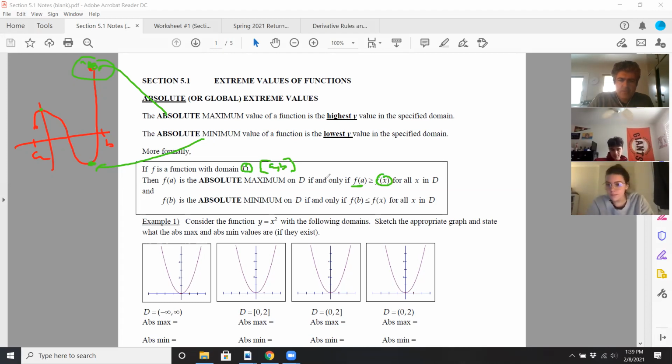Actually, hold on a sec. Let me backtrack a little bit. Okay, I was saying our domain is from A to B. Let's just keep with that. Then let's say f of C would be your highest point if f of C is bigger than any f of x in your domain. And we'll say f of D would be your lowest point if f of D is less than any other y value in your domain. Sorry, that was a little confusing. A to B, I made the endpoints of the domain. I'll stick with that.